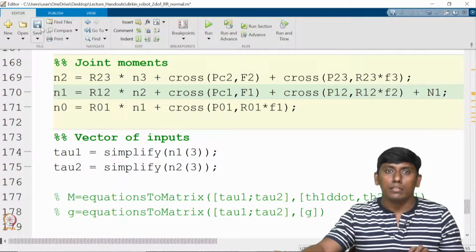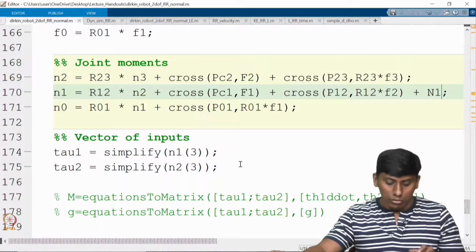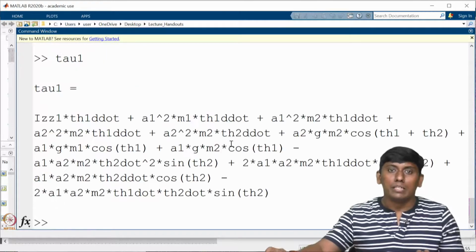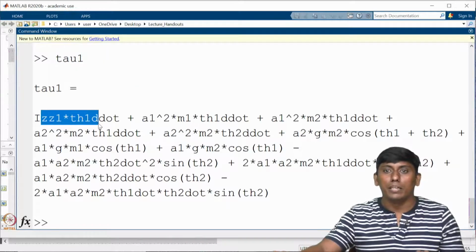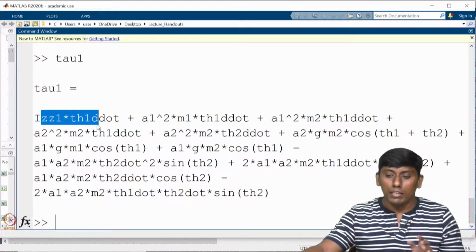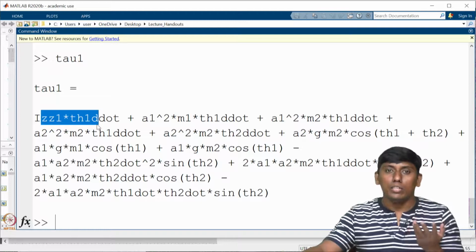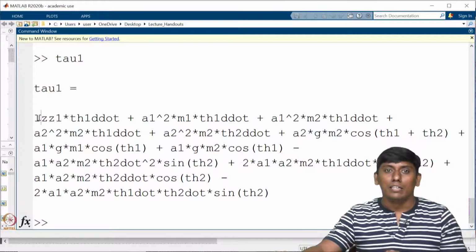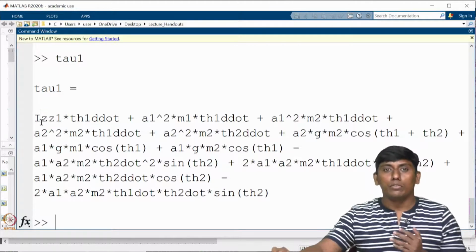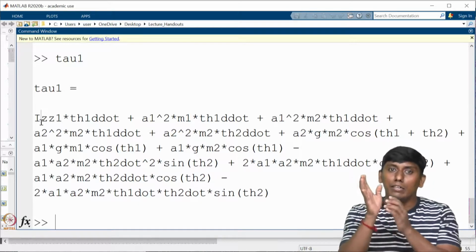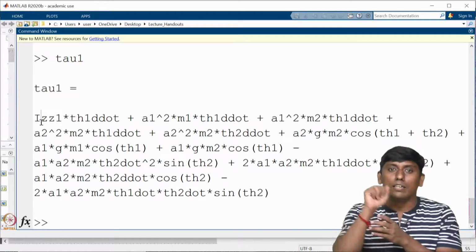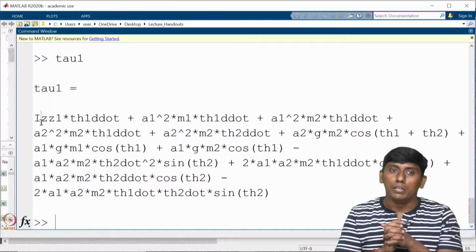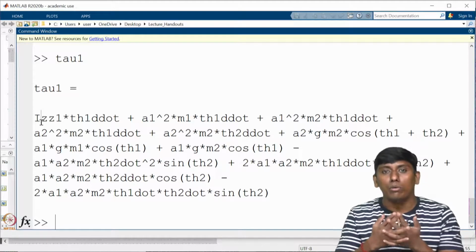So I just want to run this. I hope there is no error, so I will assume there is no error. Now if I see tau 1, you can see that the IZ terms are all appearing. The other products of inertia are not coming because it is in a plane, and your theta 1 dot and theta 1 double dot are only in the z axis. That is why it has only IZ. So if you assume that a link has inertia, meaning the mass is not concentrated at one point but is distributed, then the second moment of inertia is also included.